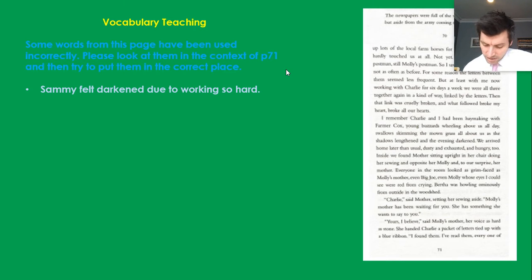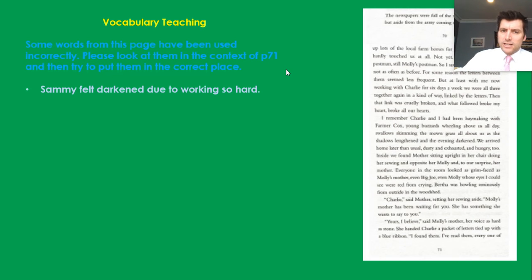Charlie, said Mother, setting her sewing aside, he puts it to one side. Molly's mother has been waiting for you. She has something she wants to say to you. Yours, I believe, she said, her voice as hard as stone. She handed Charlie a packet of letters tied up with blue ribbon. I found them. I've read them, every one of them. So has Molly's father. Okay, just have a look then at this passage that we just read through.